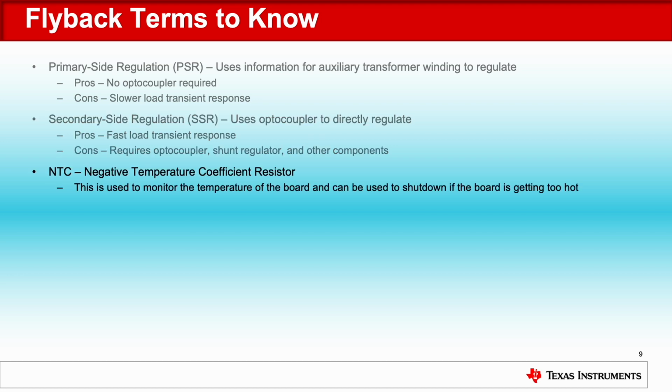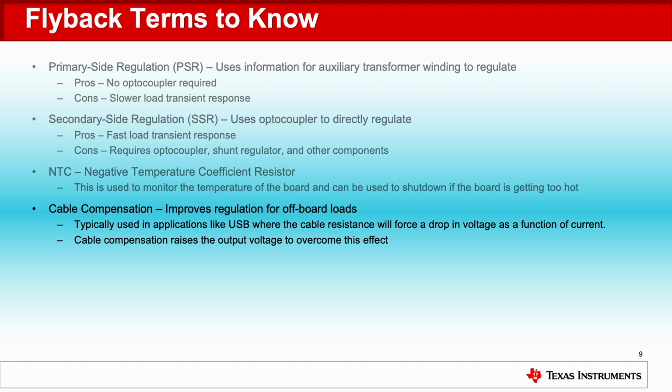An NTC is a negative temperature coefficient resistor. This is used to monitor the temperature of the board, and it can be used to shut down if the board is getting too hot. Cable compensation improves regulation for off-board loads, typically used in applications like USB, where the cable resistance will force a drop in voltage as a function of current. But it can be used in any load where the actual point of load is on a different board connected by wires or over a long distance. Cable compensation can help overcome this effect.